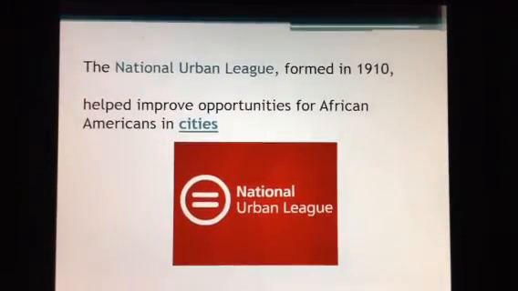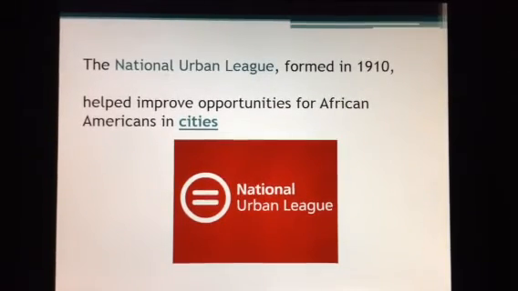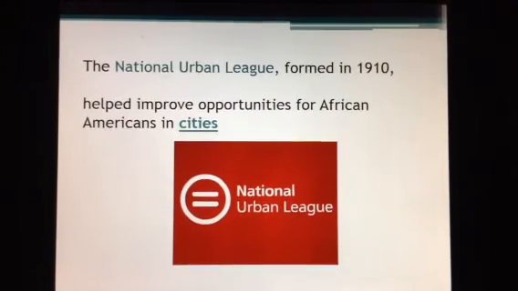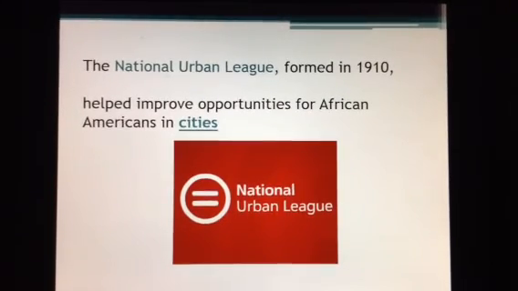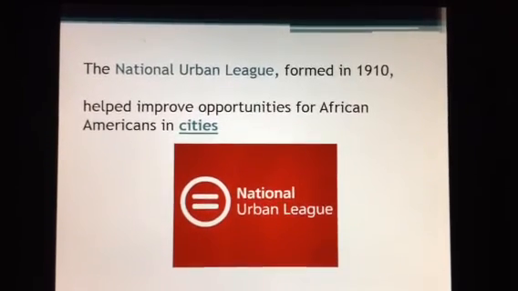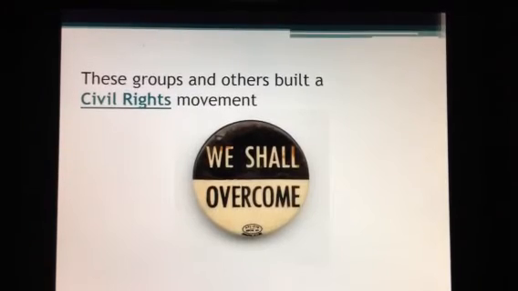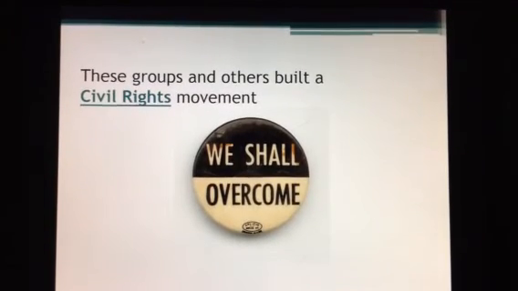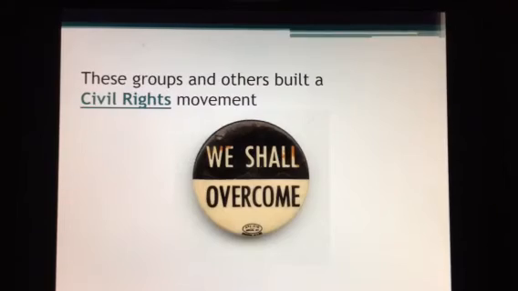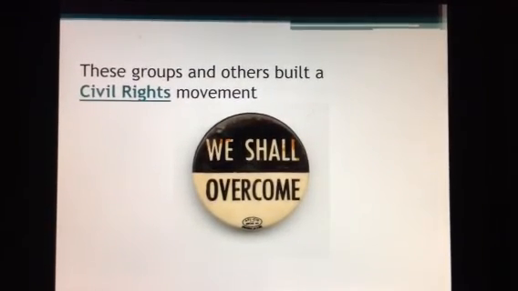The National Urban League formed in 1910, a year later, and they worked hard to improve opportunities for African Americans in the cities. Both of these organizations are still around today and still working hard on behalf of African Americans and other people of color. These groups built a civil rights movement. We shall overcome. Civil rights movement.